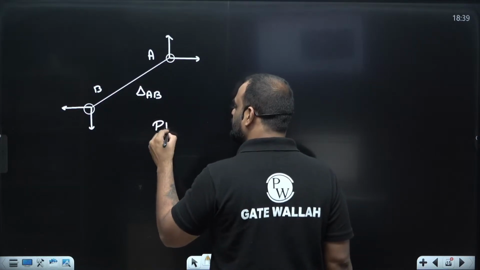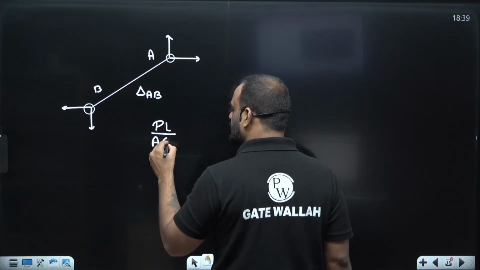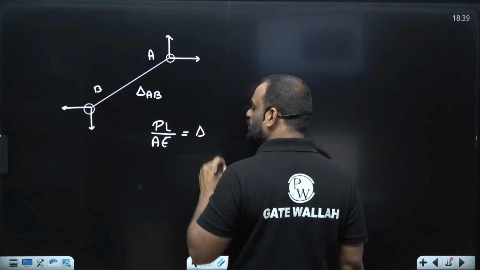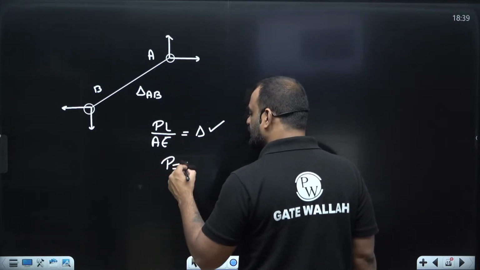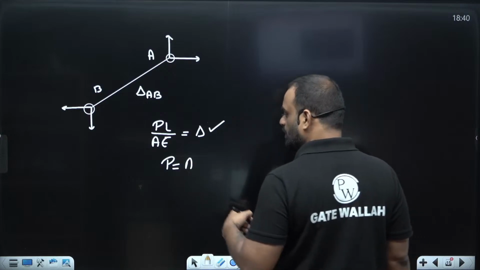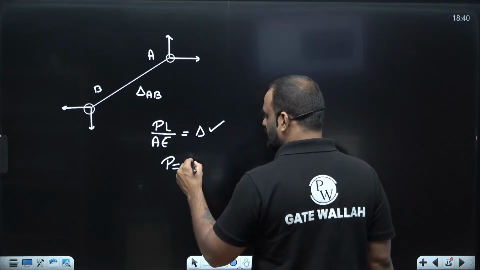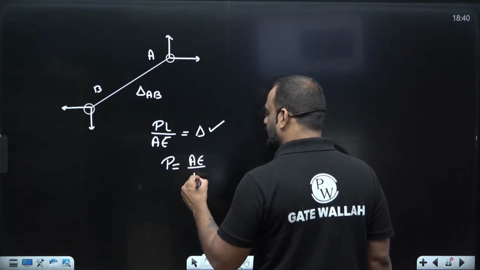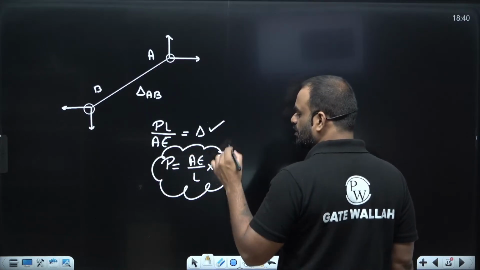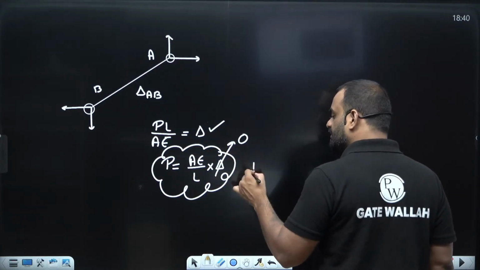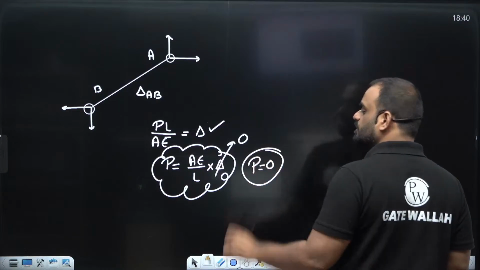Because you know, guys, we have one relation: PL upon AE, or F upon AE, is equal to delta. If you have a certain value of delta, then only the force in the member AB is there, right? So we can write here AE divided by L multiplied by delta. If delta is 0, then the force in the member is also 0.